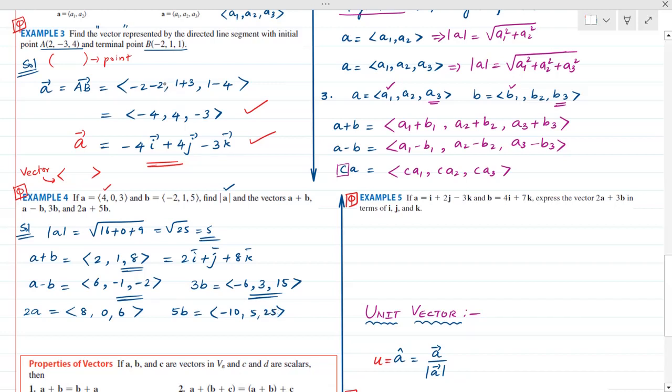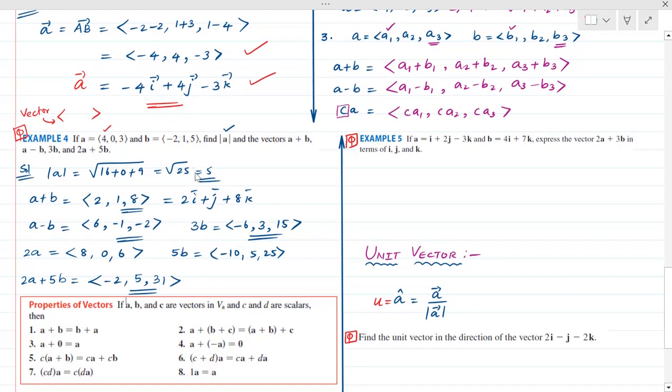Now add these two parts. So 2A plus 5B is given by adding: 8 minus 10, which is minus 2, comma 0 plus 5, which is 5, comma 6 plus 25, which is 31. So this is the 2A plus 5B vector.